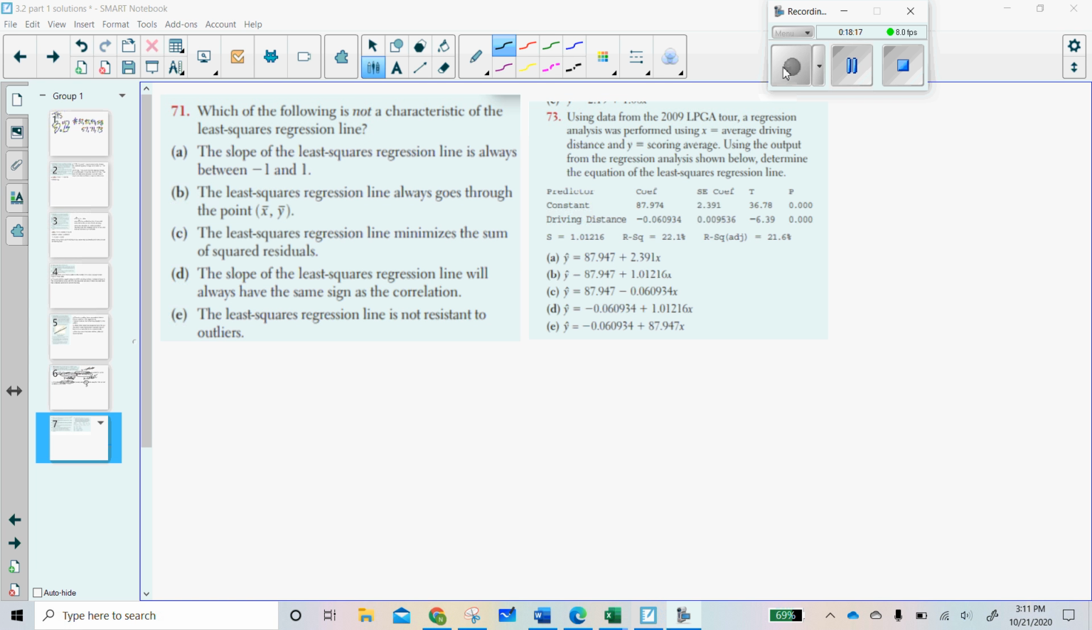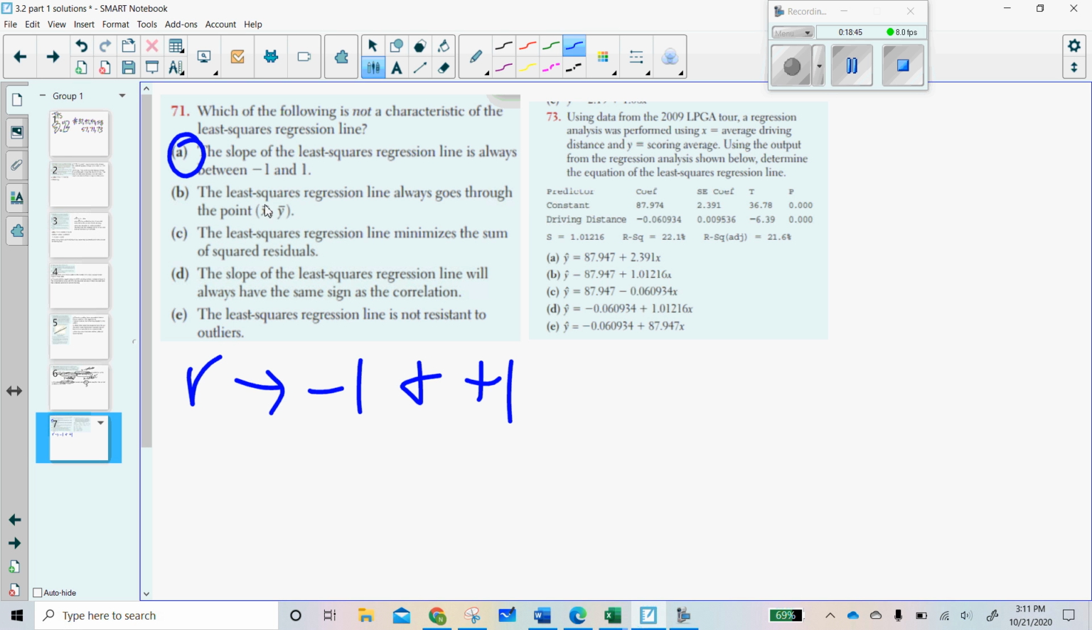Last two, number 71 and 73, were multiple choice. So we're just choosing one answer. Which of the following is not a characteristic of the least squared regression line? The slope of the least squared regression line is always between -1 and 1. Right away, I'm like, bam. R is always between -1 and +1, but not the slope. The slope and R are not the same thing. Let's look at B, C, D, and E just to see how those are correct.